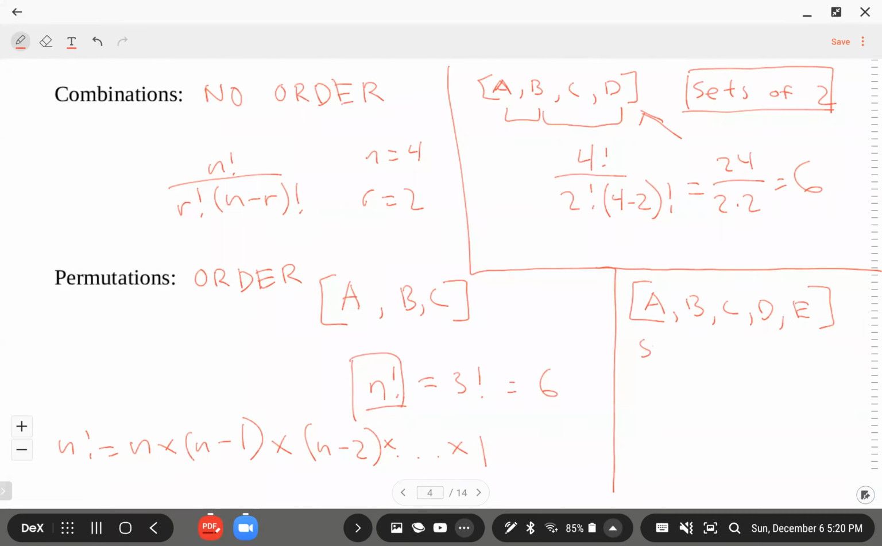Pick sets of 3 from the set A, B, C, D, and E. When you're done, please put your answer in the chat. I'll give you a few moments. Please start now. I advise you to use the formula I just gave you: n factorial over r factorial times n minus r factorial.